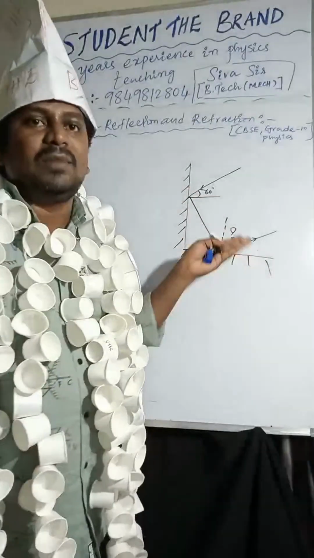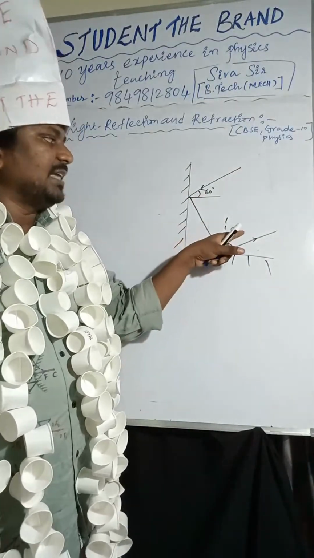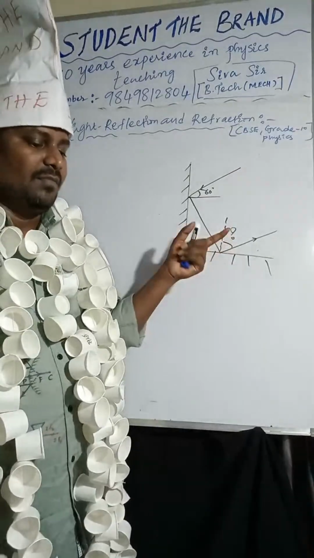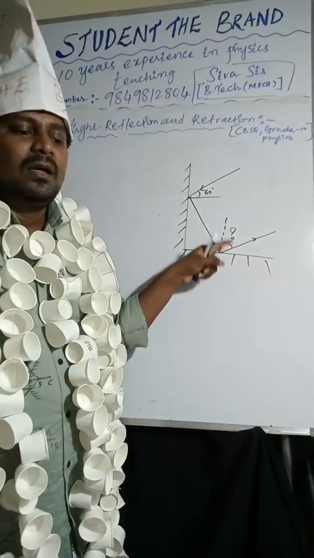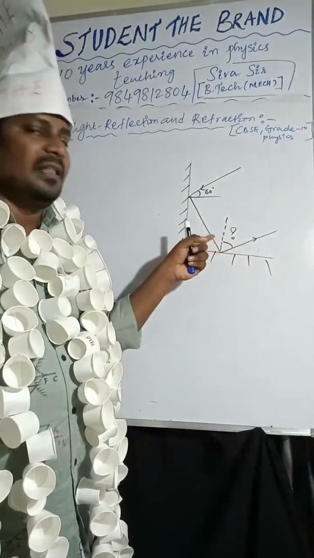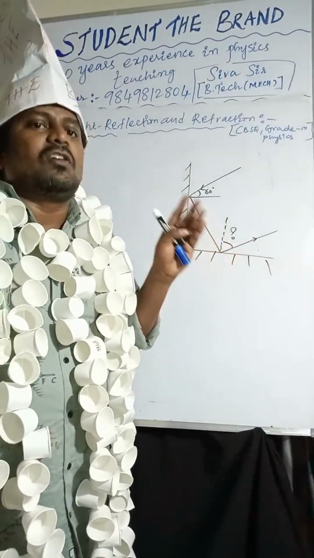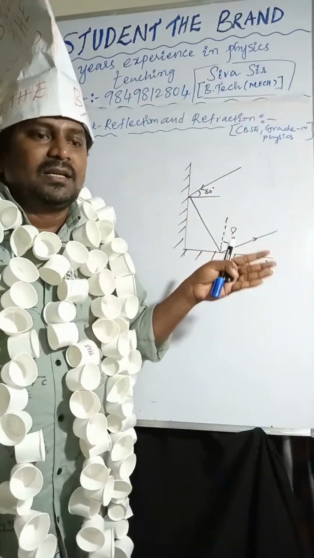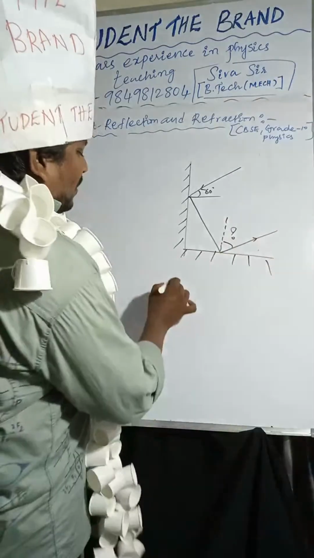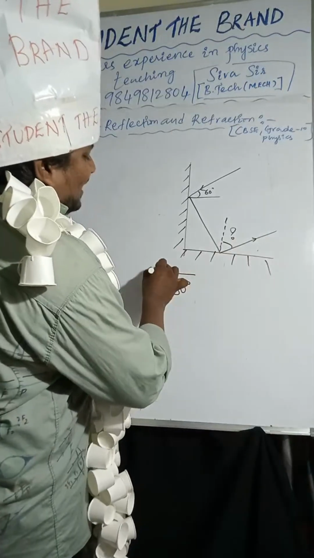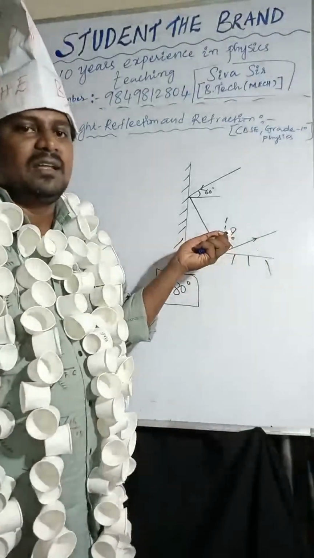Sometimes they will give a diagram like this. Can you identify how much angle this is? This angle I want. Anyone can tell this angle? How much angle is here? The angle between the reflected ray and the normal. It is very easy if you know the triangle rule. The sum of the angles in a triangle is how much? 180 degrees. If you know this small logic, we can identify this angle.